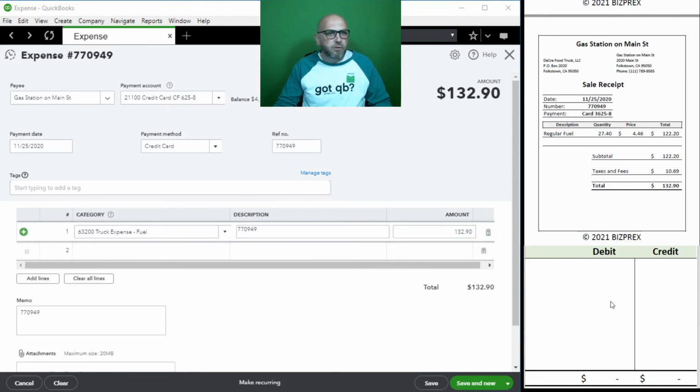Okay, so what's happening here? Our debits and credits, right? We always want to remember those. Our expenses go up, right? Expenses go up when debited. What else is happening? Our credit card balance, and credit card is a liability, goes up. And liabilities go up when credited. So here it is, debits and credits are in balance. This amount right here is a debit to account 63,200, and this amount right here is a credit to account 21,100.